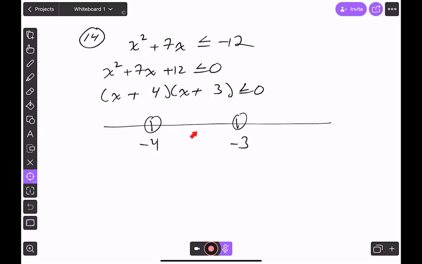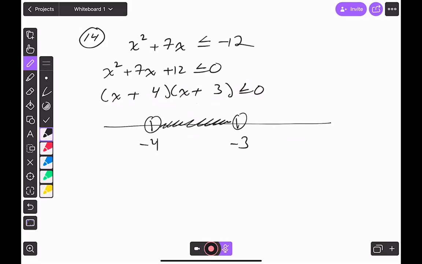Let's do this. What's a good number between minus 4 and minus 3? I would say minus 3.5. Positive, negative. Well, that's a negative number, so this gets shaded in. All right, let's go below minus 4, like minus 5. You would get negative times a negative, which is a positive, and positive numbers are not less than 0.